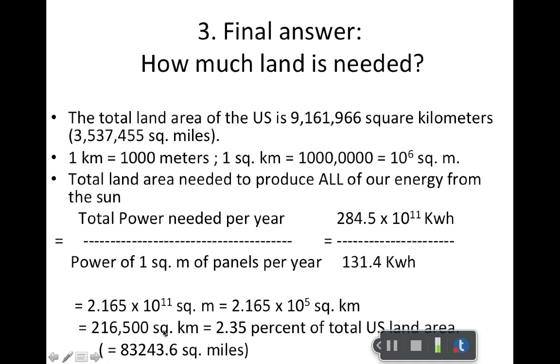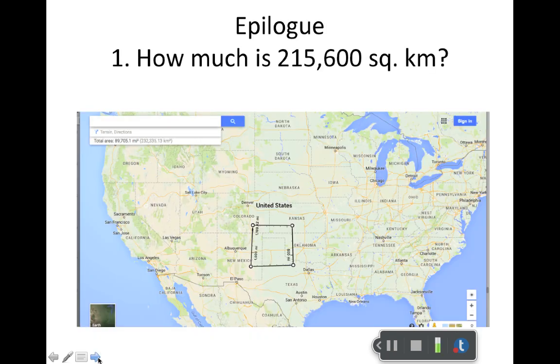We need 216,500 square kilometers. So 1 kilometer is 1,000 meters, so 1 square kilometer is 10 to the 6, or 1 million square meters. After converting this number to square kilometers, you get this much. And that's about 83,000 square miles, and it's about 2% of the land of the US. Just to give you an idea of how much 215,600 square kilometers or 83,000 square miles is.